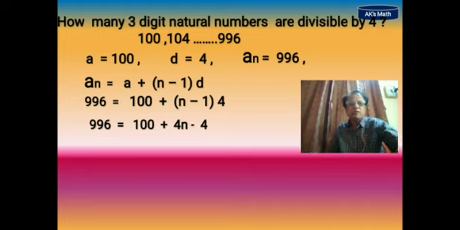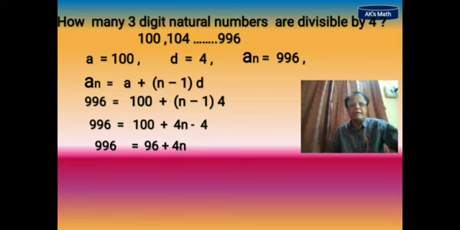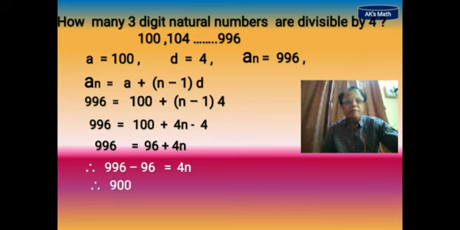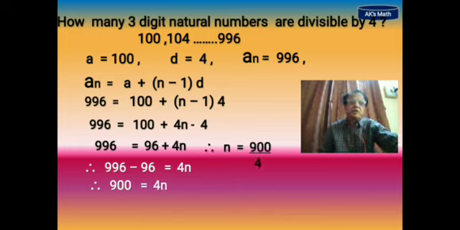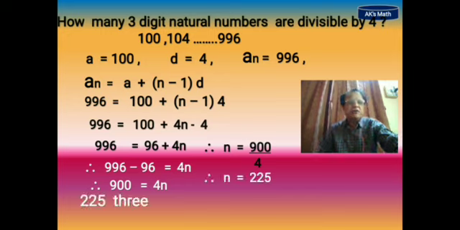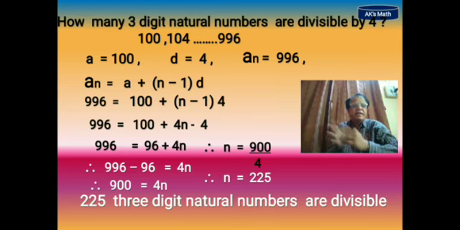996 is equal to 100 plus 4n minus 4, which you get by the usual operation of multiplying the bracket by 4. So 996 is equal to 96 plus 4n. By this you get the value of n: 900 is equal to 4n, so n is equal to 900 divided by 4, n is equal to 225. In this way, there are 225 3-digit natural numbers which are divisible by 4.